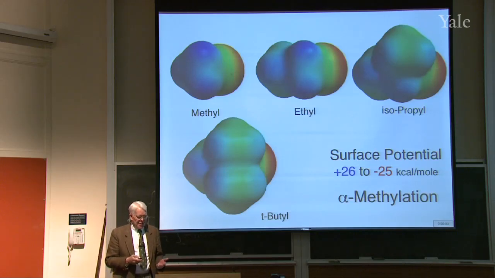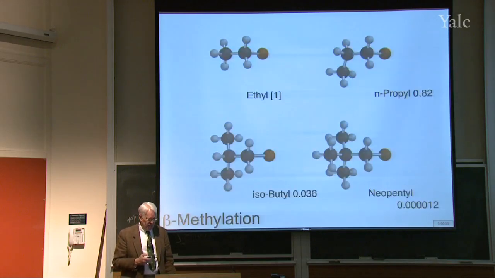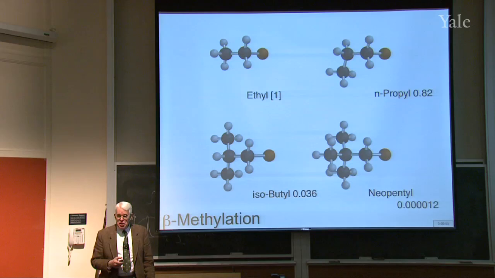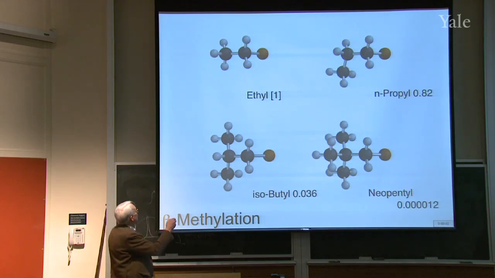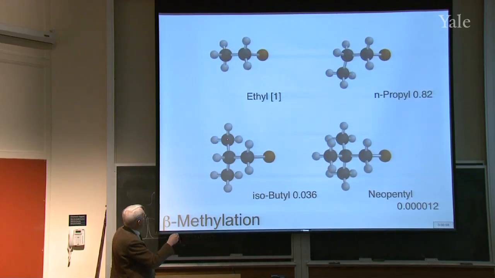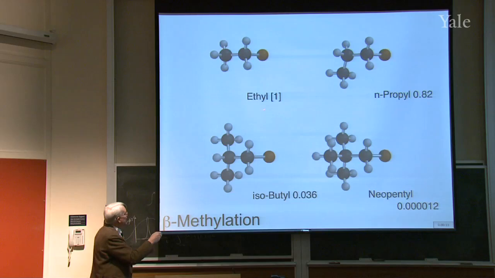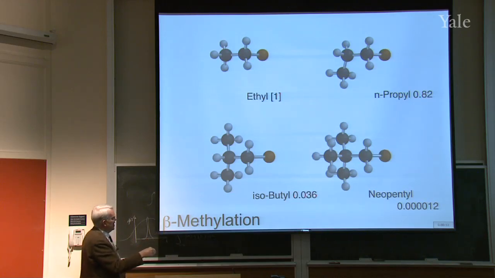And there's the surface potential, and you see the surface potential, even the surface potential isn't as good here as it is in the other ones for the anion to come in and attack. Now let's look at the beta methylation, where we have this carbon and we start putting 1, 2, or 3 on that one, right? And here are the rates, remember 1, 0.82, 0.036, and then 0.00012.